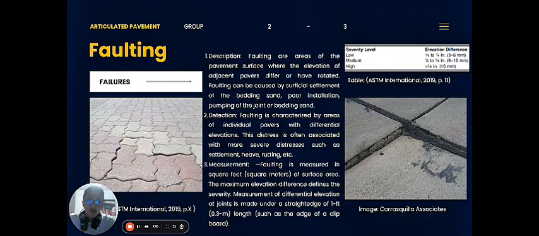Faulting. Faulting areas are areas of the pavement surface where the elevation of adjacent pavers differ or have rotated. Faulting can be caused by surface settlement of the bedding sand, poor installation, or pumping of the joint or bedding sand.